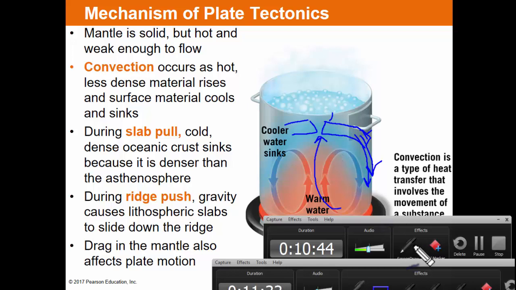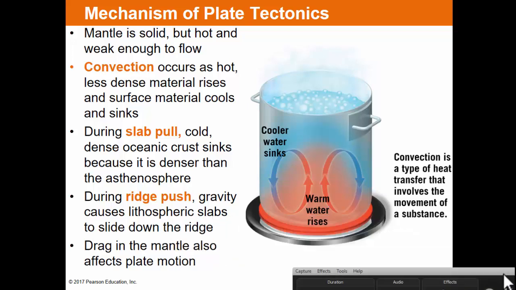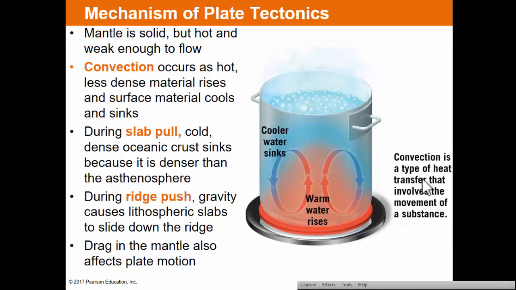And so essentially, scientists believe that convection cells of some sort drive plate tectonics. And again, convection: hot, less dense material rises, and cool material sinks. So slab pull is that cold, dense oceanic crust sinking down into the asthenosphere, and ridge push is the gravity pushing the slab towards its subduction zone. And the whole thing is one big convection cell.